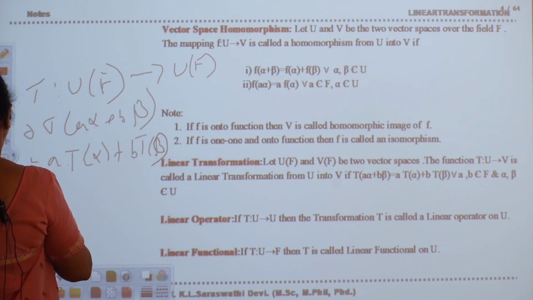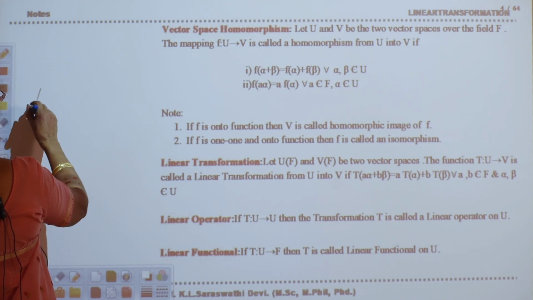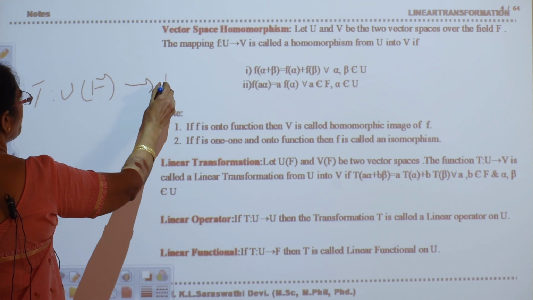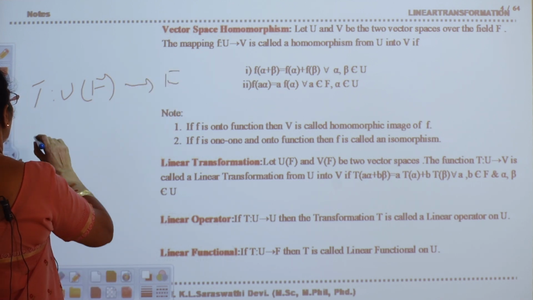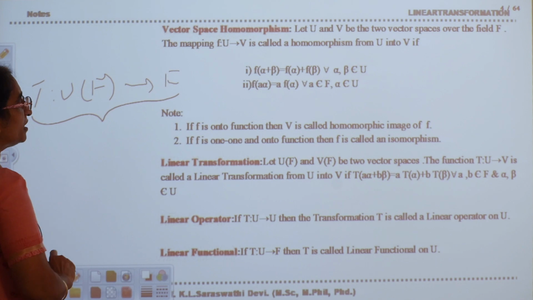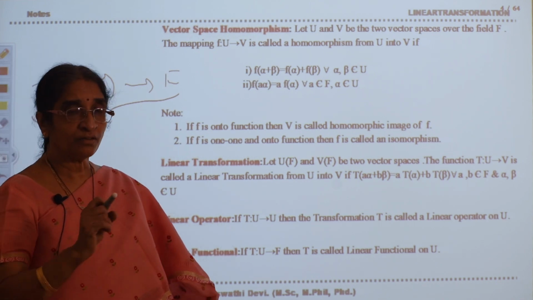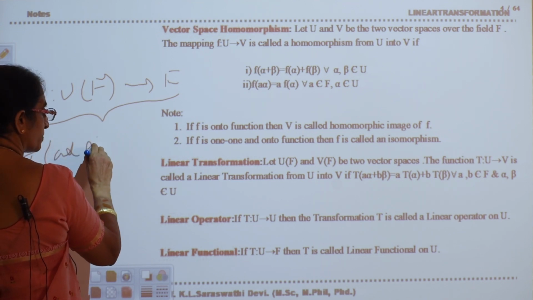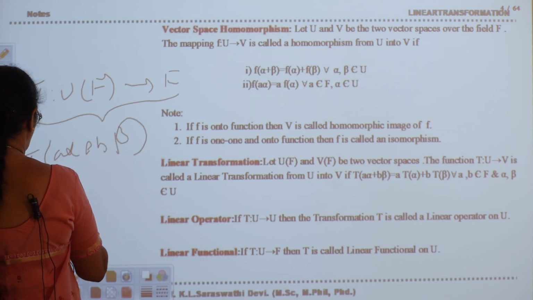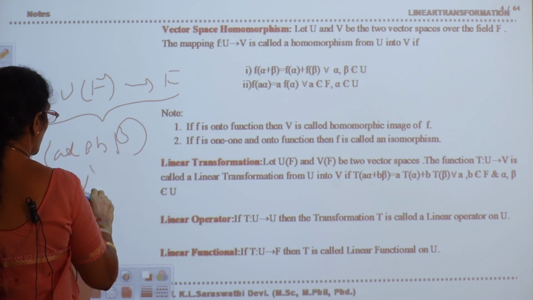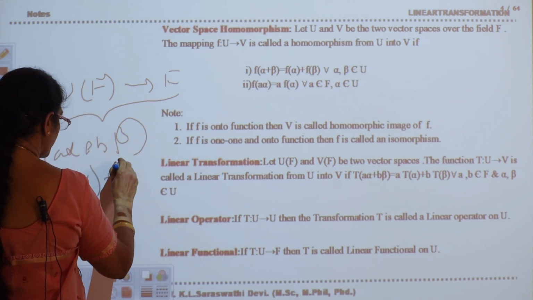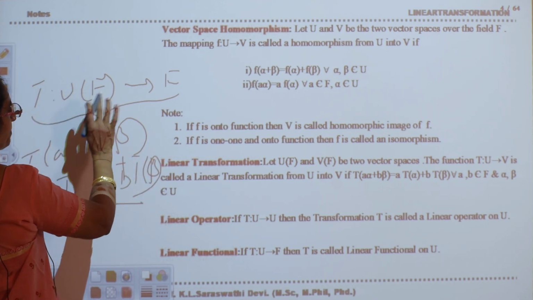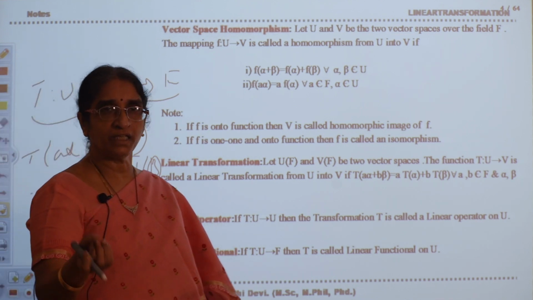Instead of U, if you take T from U(F) to F, what is F? F is the field of scalars. Then you will say that this is a linear functional. This also should satisfy T of a alpha plus b beta is equal to a into T of alpha plus b into T of beta. If it is satisfied by this mapping, then that mapping is said to be a linear functional.